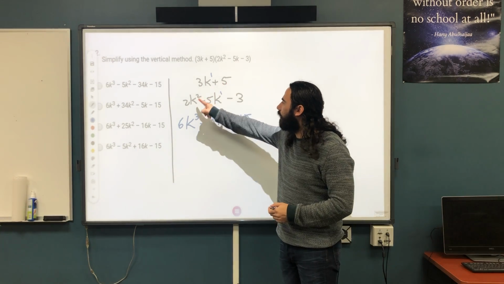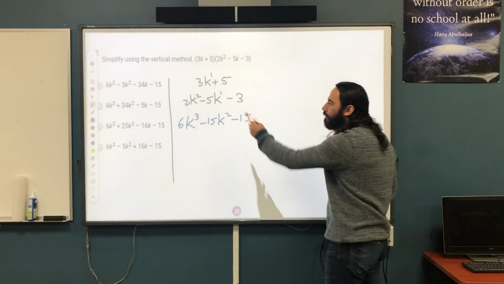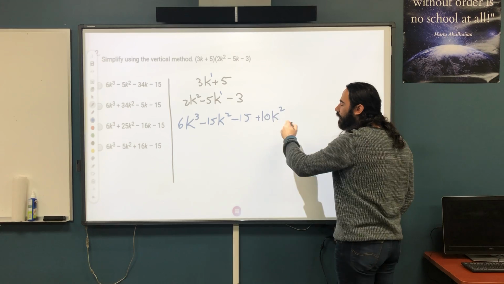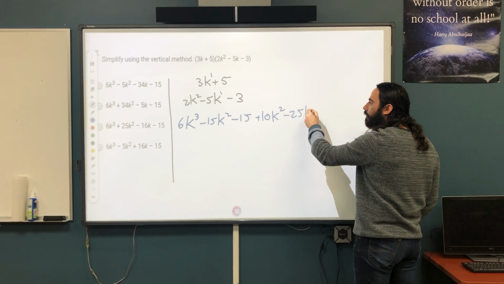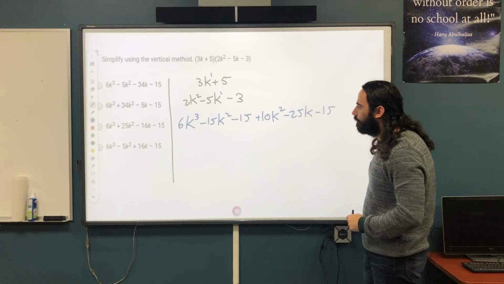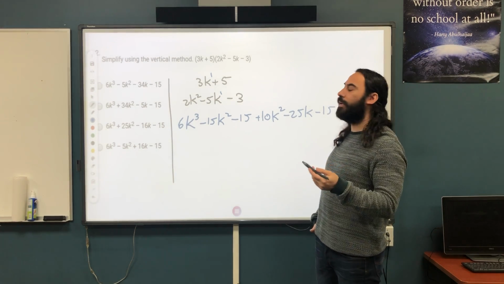Now we go to the 5 and we multiply the same thing. 5 times 2k squared is going to be 10k squared. 5 times negative 5k is going to be negative 25k. And 5 times negative 3 is going to be negative 15. Now all you need to do is combine like terms.